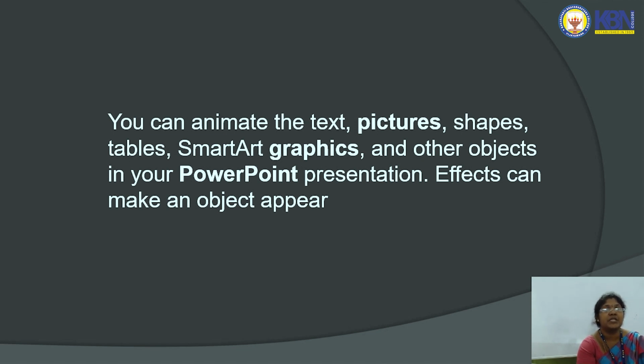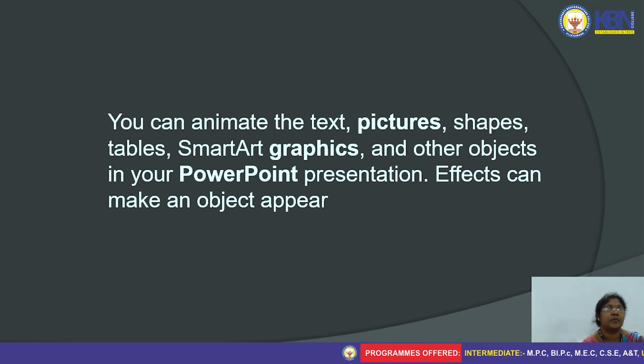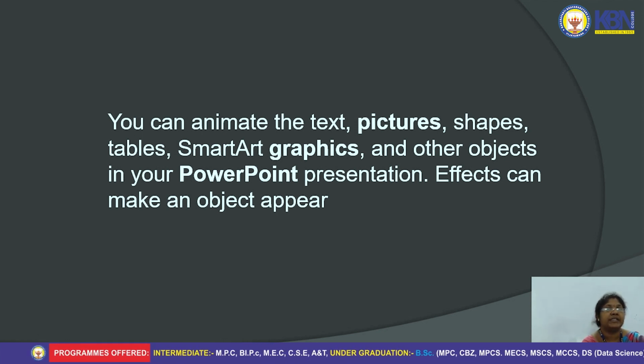Not only shapes, but tables. Tables means a number of rows and a number of columns. We can give animation to these also. And SmartArt graphics, like traffic signals or emojis or different graphics for giving a namaste or for giving claps. These are the SmartArt graphics. And other objects in your PowerPoint. Other objects means, for a happy birthday song or happy birthday greetings, or a namaste or a welcome presentation. These are the different effects we can make by using object animation.